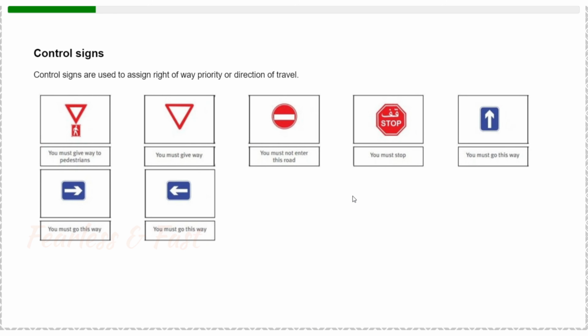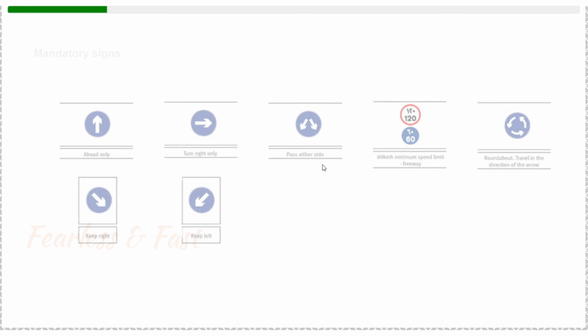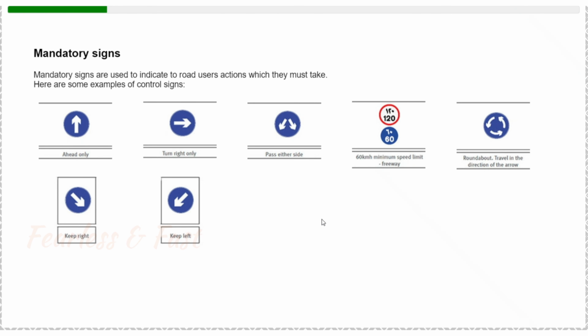Control signs. Control signs are used to assign right of way, priority or direction of travel. Here are some examples of control signs. Mandatory signs. Mandatory signs are used to indicate to road users actions which they must take. Here are some examples of mandatory signs.